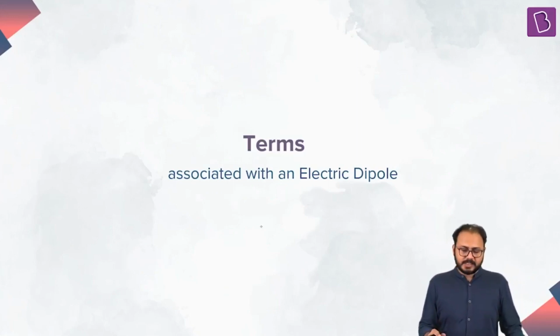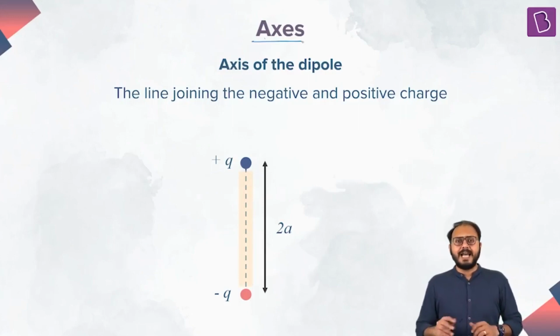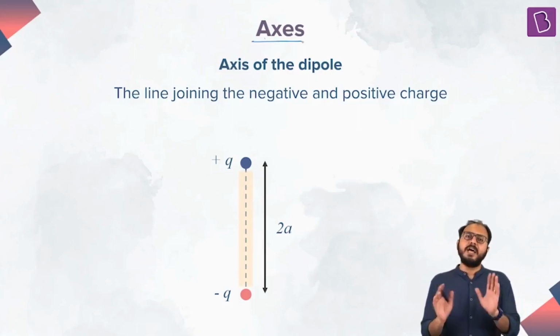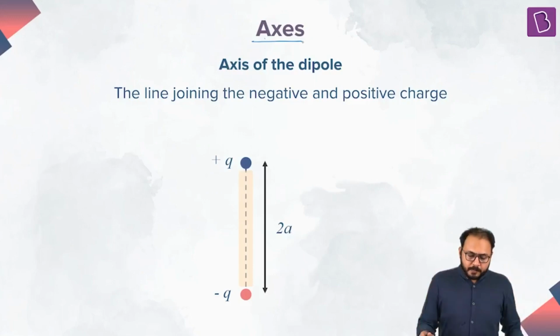Okay? First term, axis. Axis of the dipole. Can you see the plural axis? Honestly, I have no idea what you call it. All I know is plural is AXES, singular is AXIS. How do you pronounce it? It's your problem. So there are multiple axes, right?